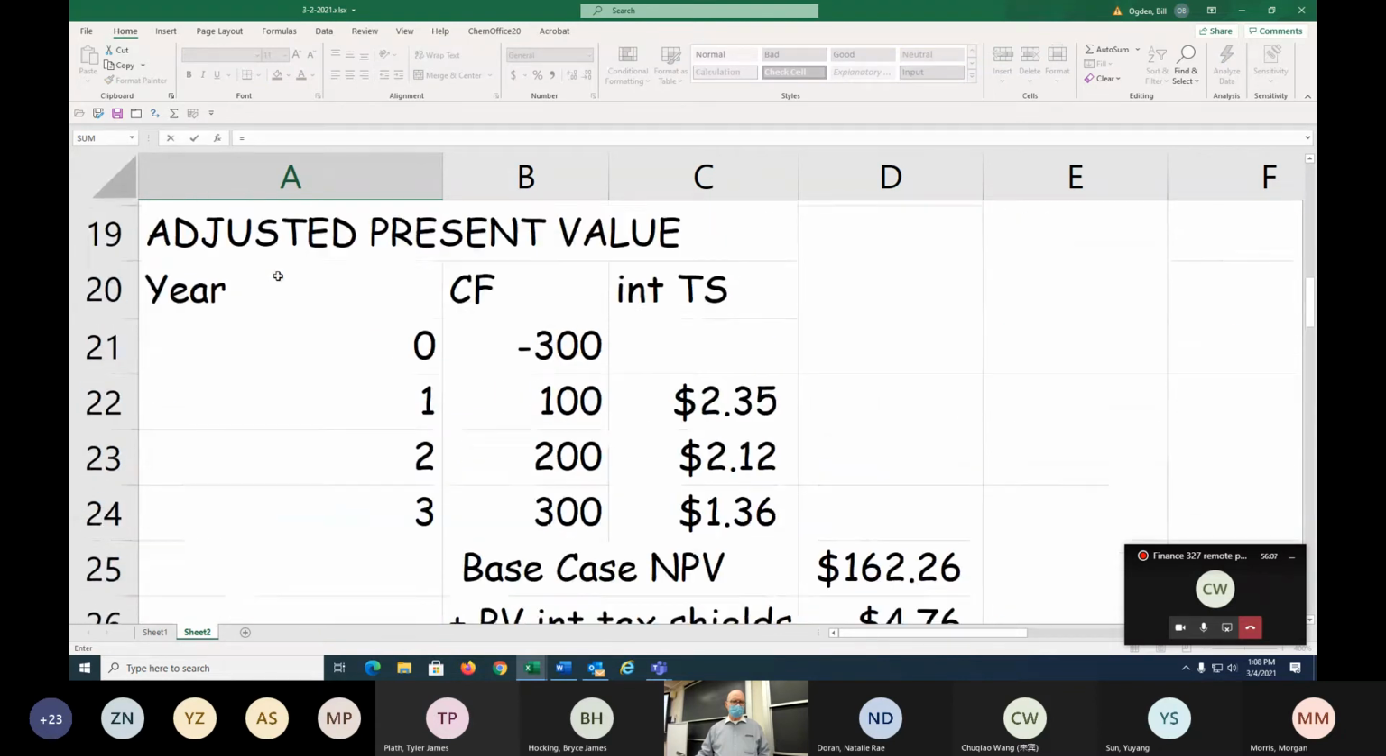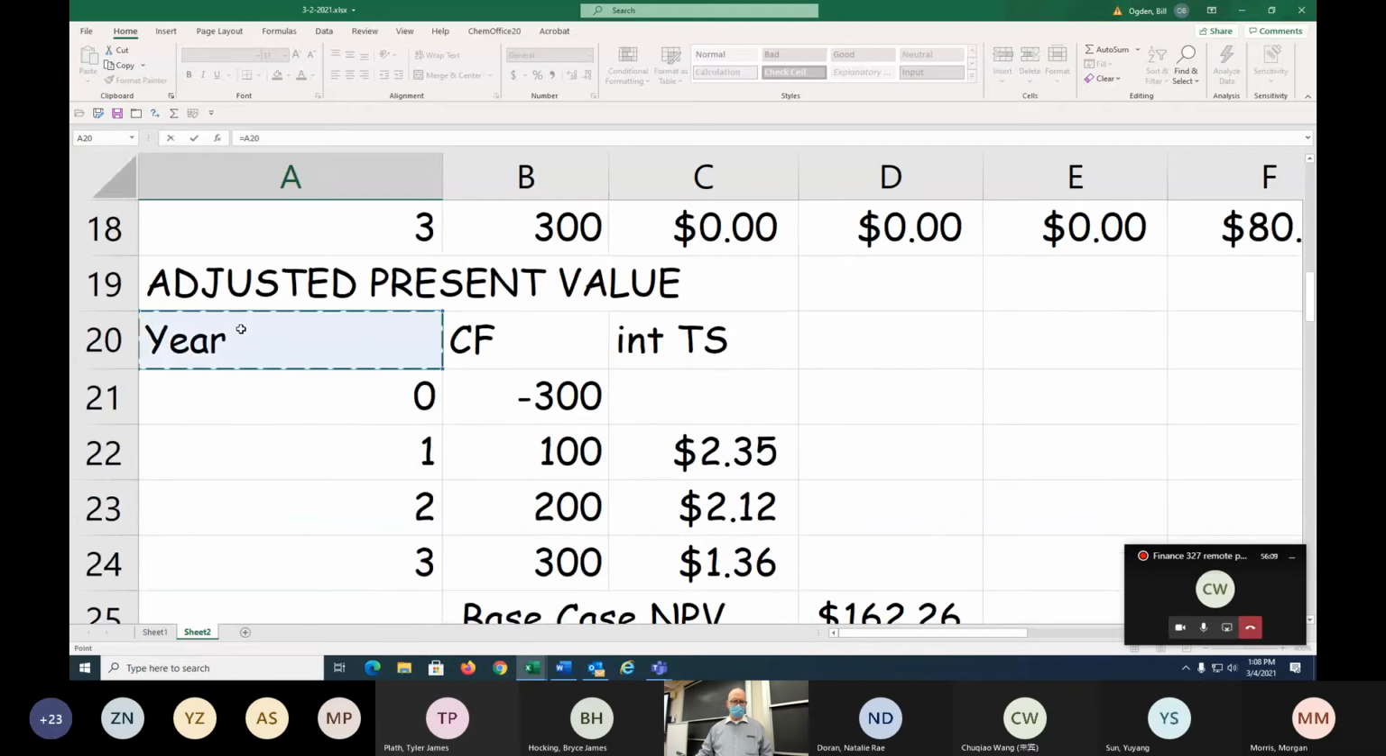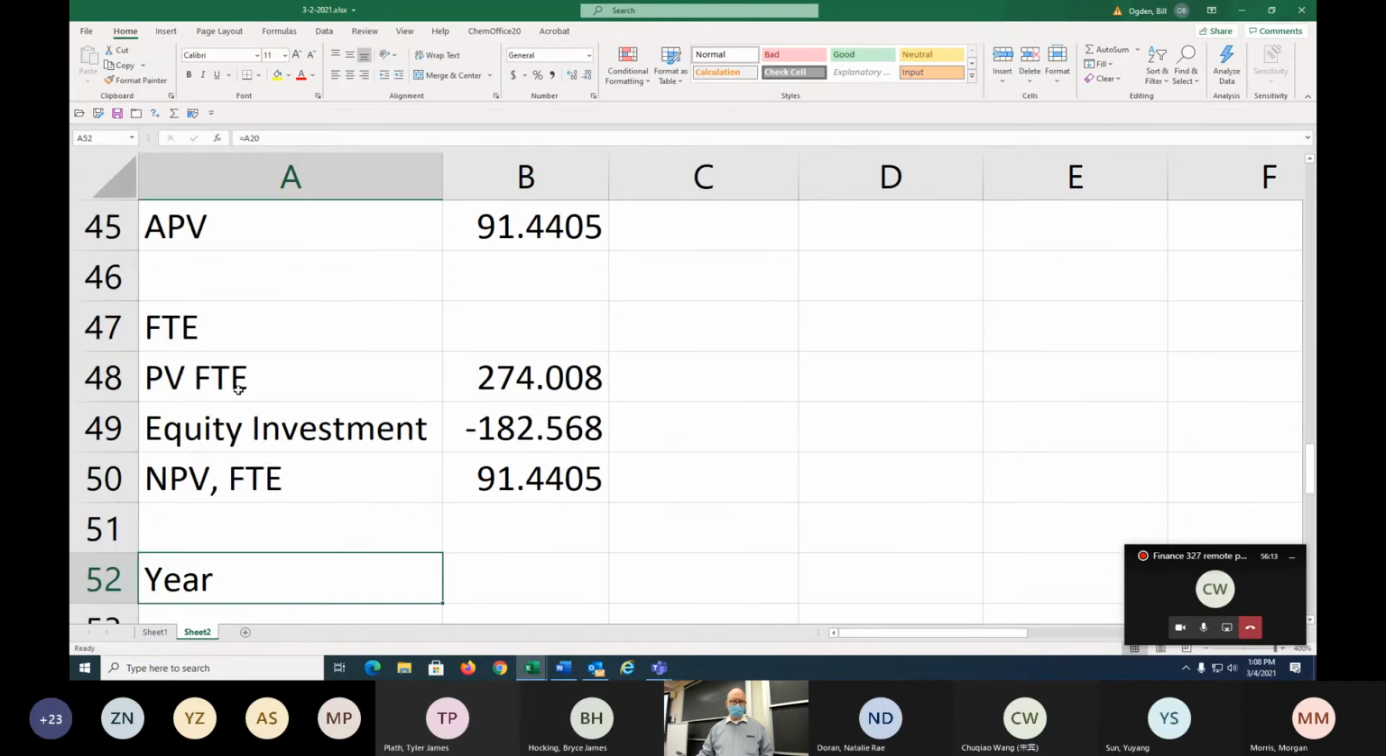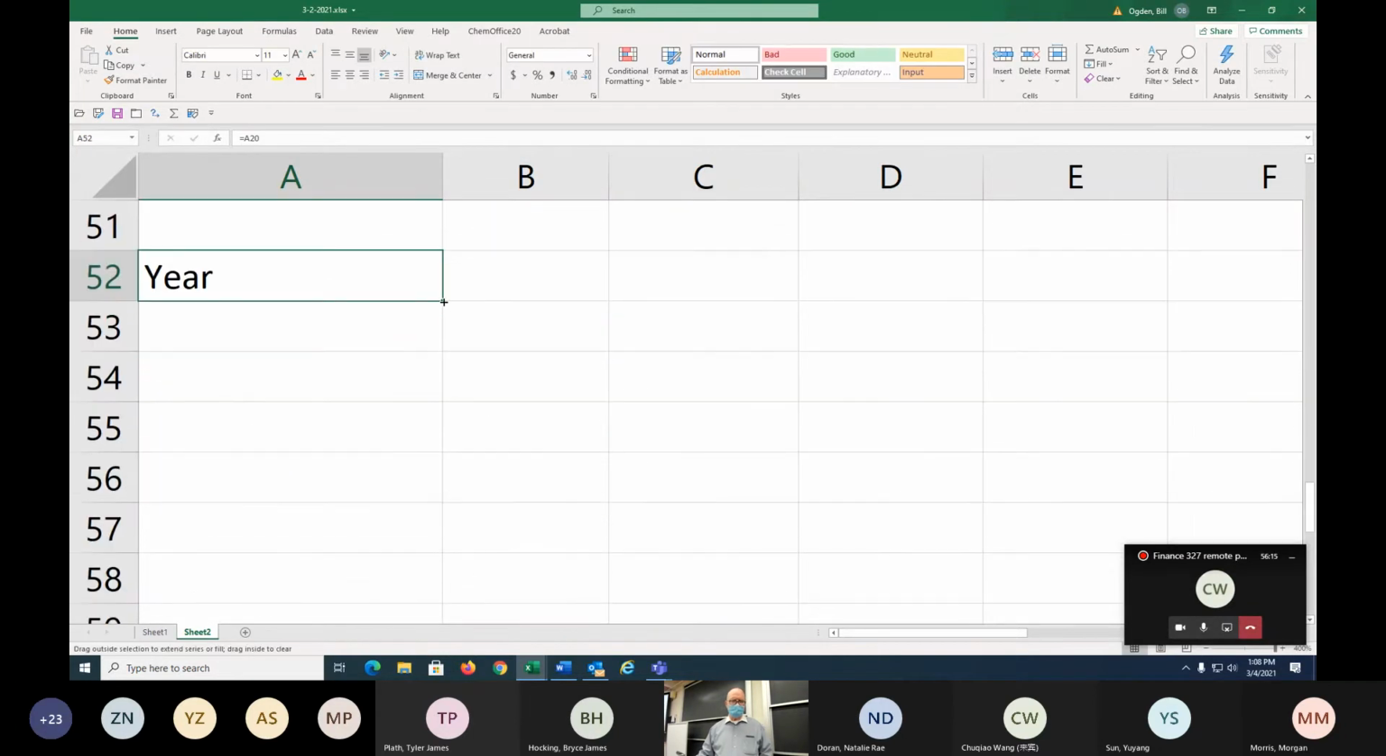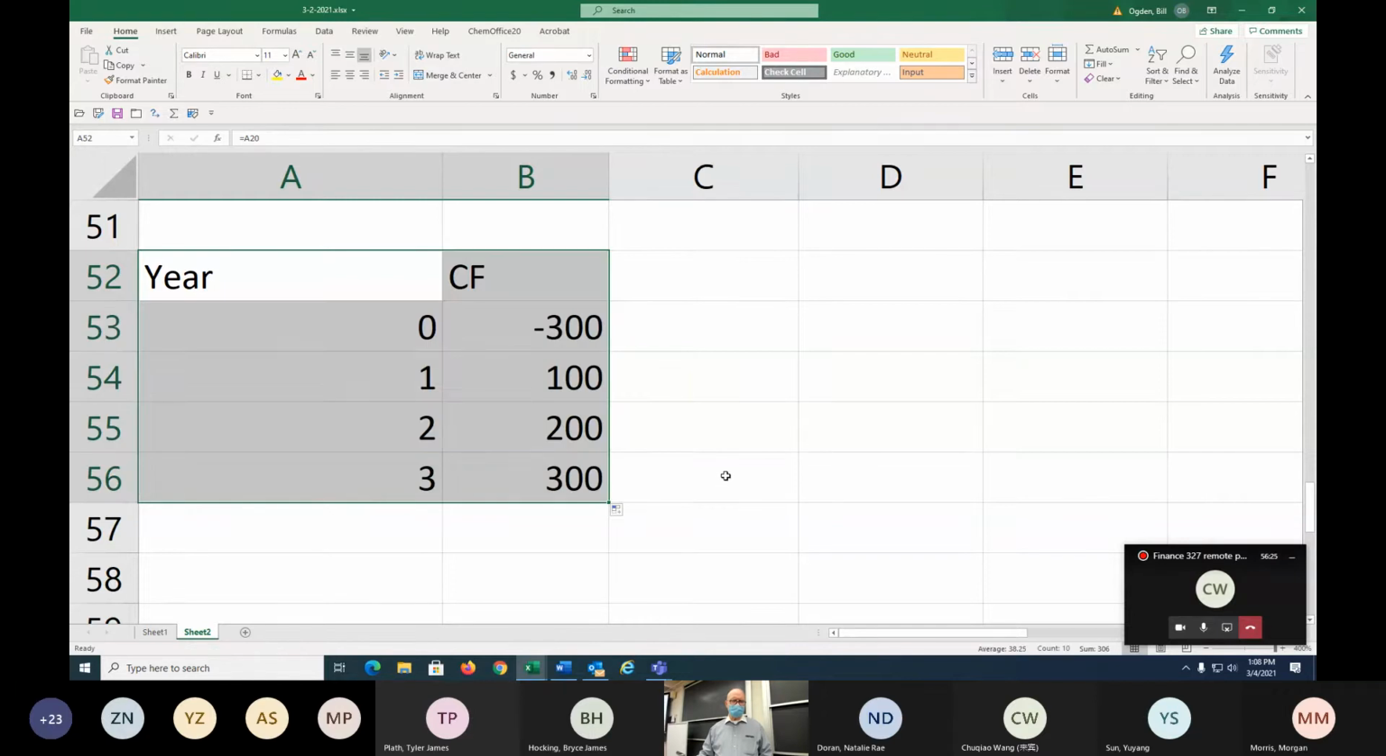And let's come up here and let's go year. Yeah, we can do that. Yeah, that'll work. Copy this over. Copy these down. 0, 1, 2, 3. There we go. All right.